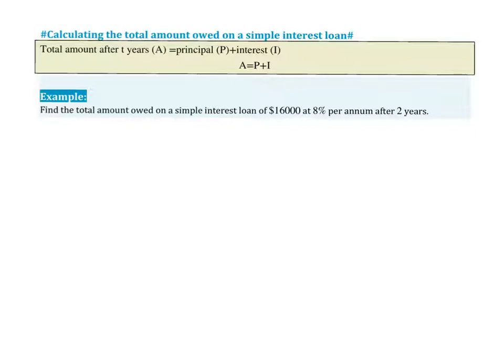So let's have a look at a question here where it asks you to find the total amount owed on a simple interest loan of $16,000 at 8% per annum after 2 years. Well, let's work out our interest first. Let's see what we've got here. So we've got P is equal to 16,000. We've got R is equal to 8% per annum. We've got T is equal to 2. And I'm going to find the interest to start off with.